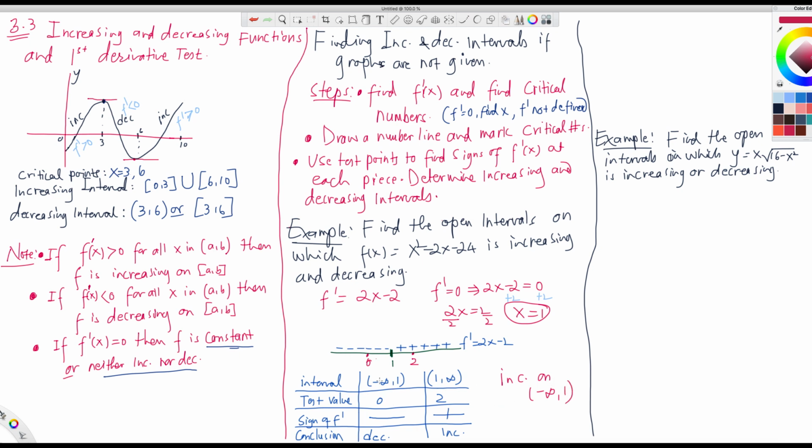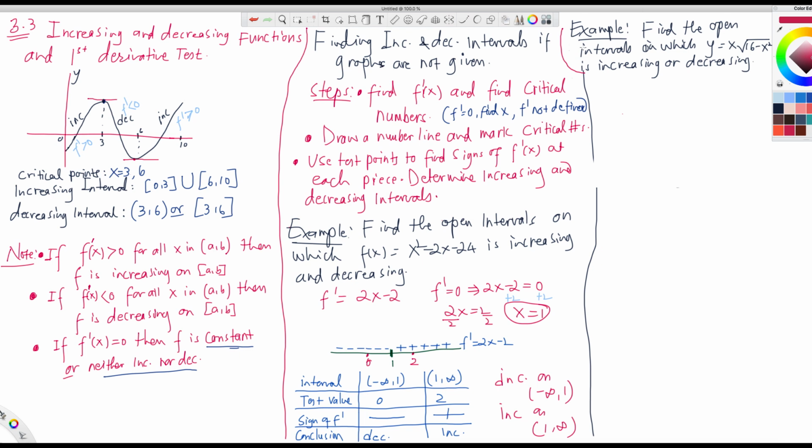Or you can see here or in the table. So on the left of 1, it is increasing. Oh, by the way, that's not right, because it is decreasing, right? So decreasing on the interval negative infinity to 1, and then increasing on the interval to the right of 1, right? So 1 through infinity. This is the final answer. This is how we write it. You understand that? Okay.